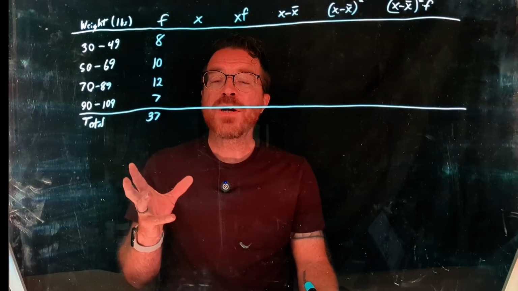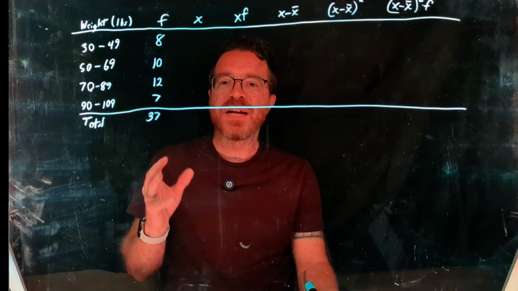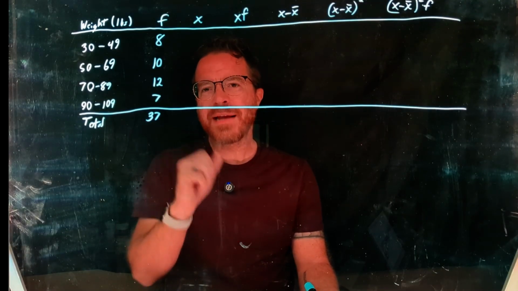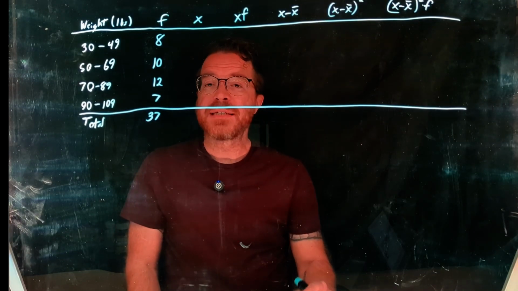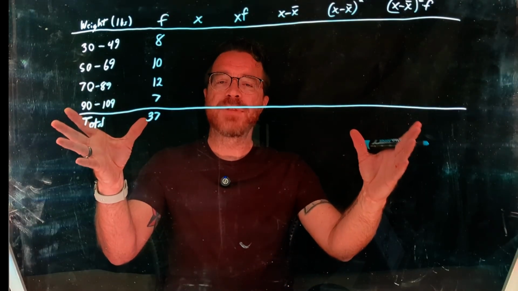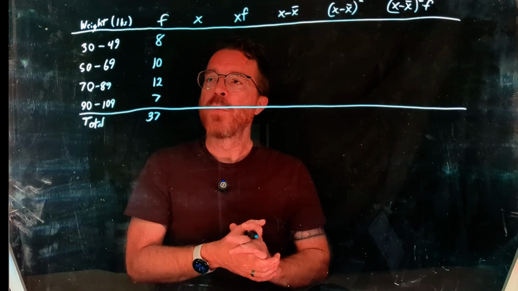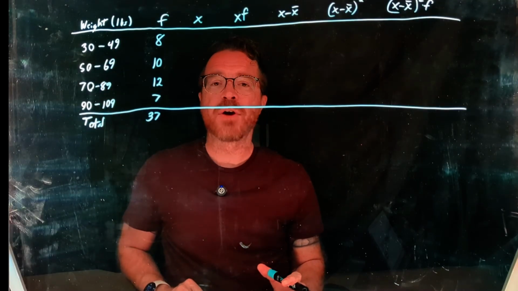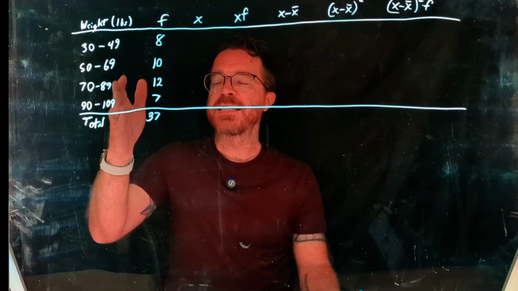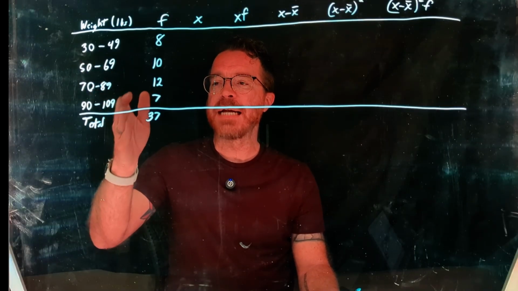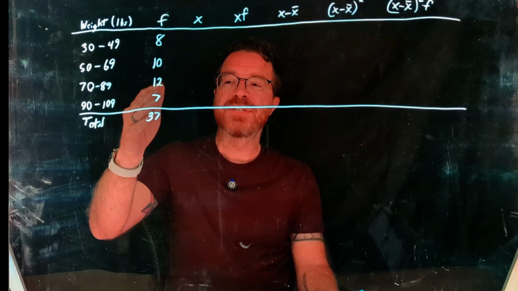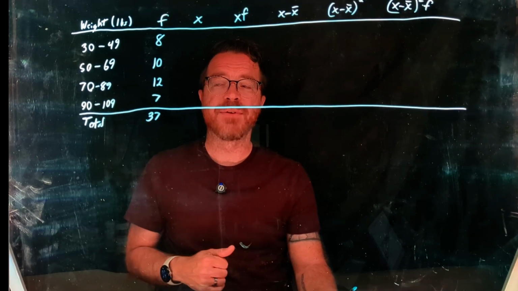Hello everyone. So we're going to do our first example of finding our variance and standard deviation, and actually our mean on the way, using table data or grouped data. So you can see here that I have the example from the slides where on our leftmost column we have our intervals. These are weights in pounds: 30 to 49, 50 to 69, 70 to 89, and 90 to 109. And then we've got the following frequencies, 8, 10, 12, 7, for a total of 37.